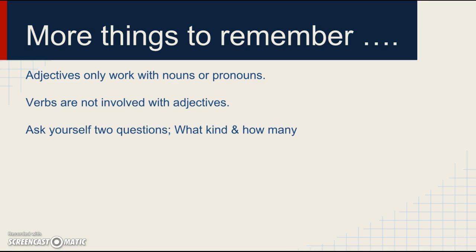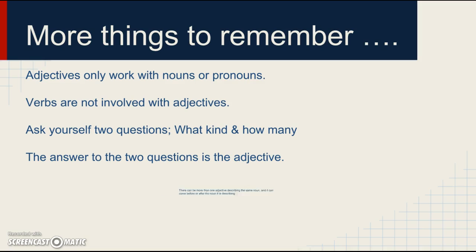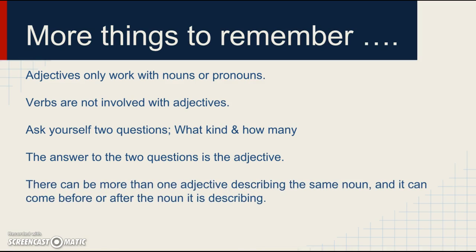Ask yourself two questions once you find the noun in the sentence. Ask yourself, what kind or how many? The answer to those questions will be your adjective. If nothing answers it, then there is not an adjective for that noun. There can be more than one adjective describing the same noun, and it can come before or after the noun it is describing. So again, once you find that noun, look in the sentence. Look before it, look after it. It doesn't matter where it's at. It still could be describing that same word. So again, find the noun, ask yourself two questions. What kind or how many?